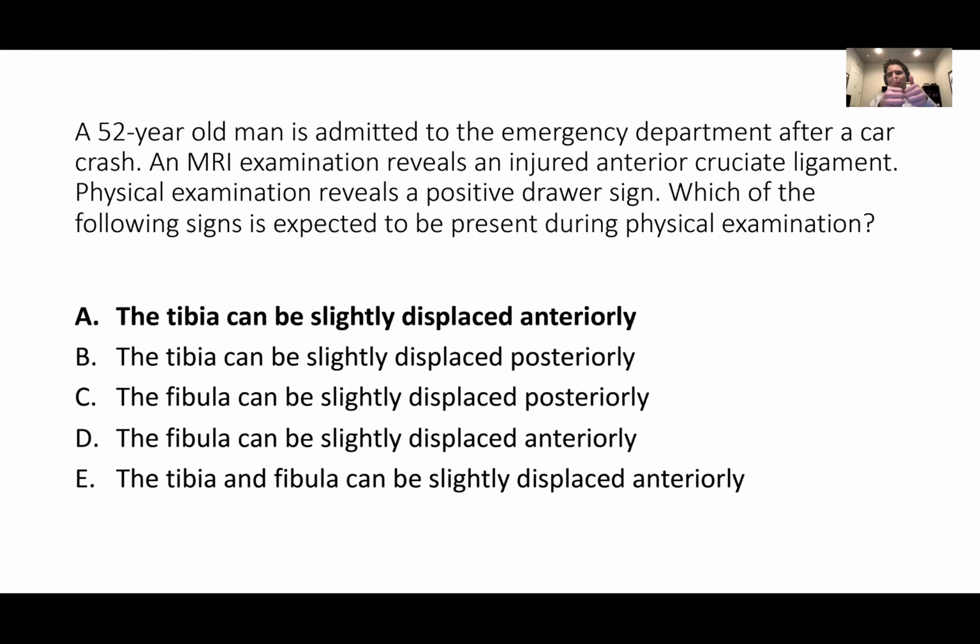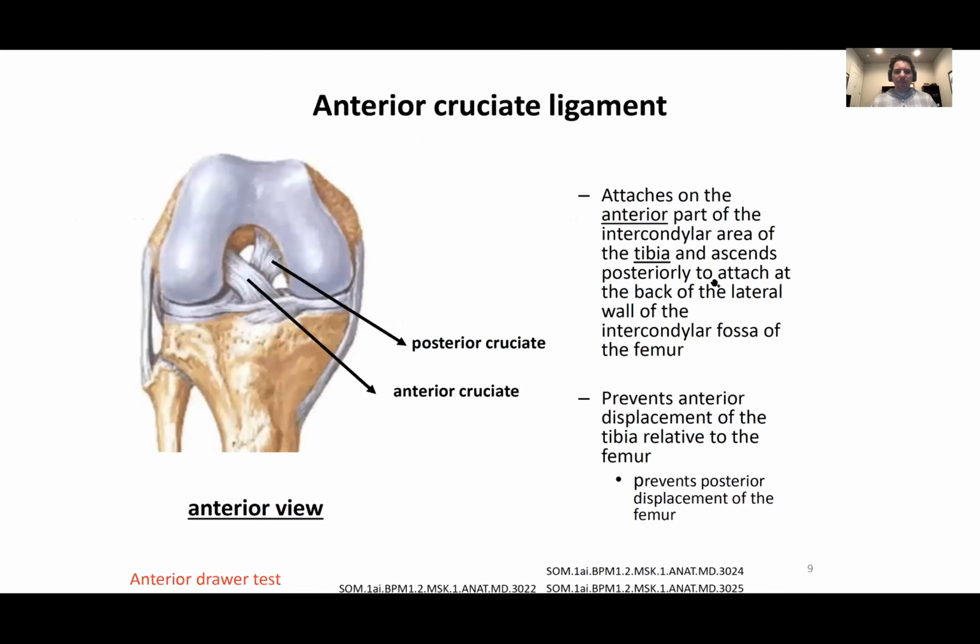So think about it. If you put your thumbs on the patella, right, and you put your fingers behind the tibia and fibula, and you're able to pull like a drawer, pull the lower aspect, the tibia and fibula, forwards. That's an anterior drawer test. That means it's sliding anteriorly when it shouldn't. That means the ACL is compromised. The ACL is supposed to keep it from sliding anteriorly. Okay, so ACL, anterior drawer test.